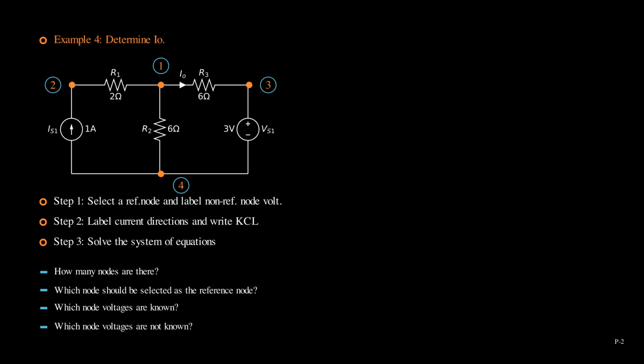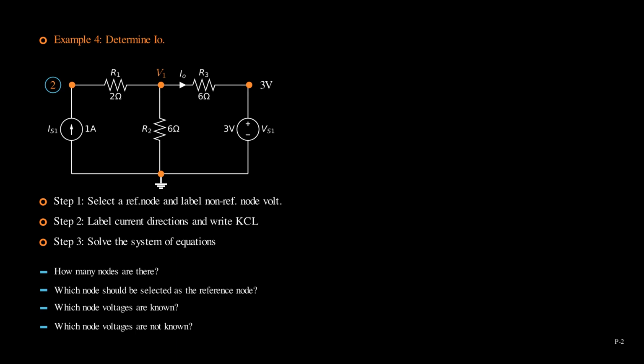Step 1 is to select a reference node and label non-reference node voltages. We select the bottom node as the reference node, and its voltage becomes 0 volt. Then, the voltage at node 3 is 3 volt because of Vs2. If the reason here is not clear to you, I recommend you to watch the first video on node analysis. We don't know the voltage at node 1. Then we just label it. We do not need to label V3 because we know its node voltage.